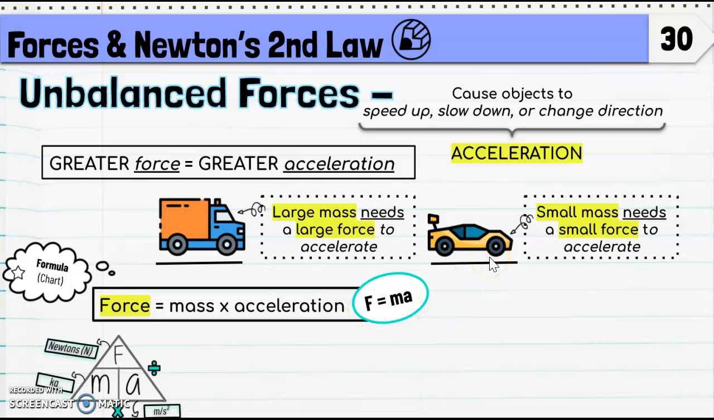With this formula, we will be using our formula triangle strategy again with F on the top and M and A on the bottom. And if you notice, units for force are newtons, units for mass are kilograms, units for acceleration are meters per second squared. Remember, when we have word problems, it's always important to look for units so you know which variable you're solving for.